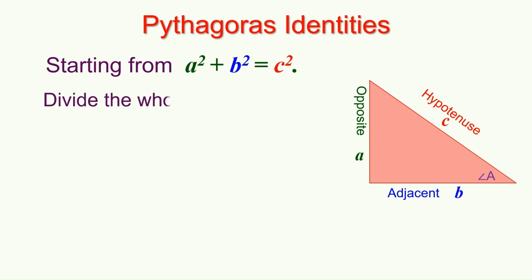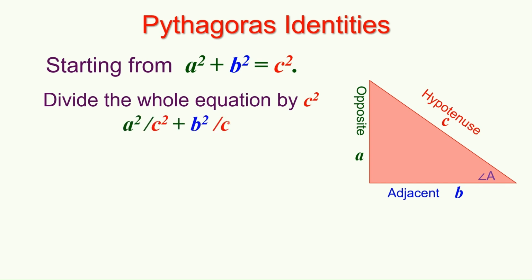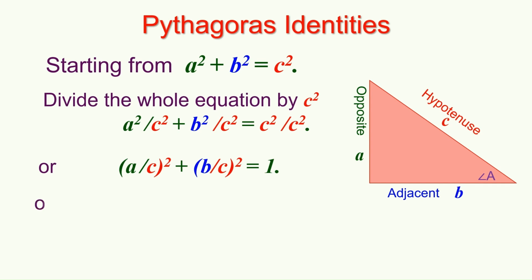Starting from Pythagoras' theorem, a squared plus b squared equals c squared, we show here three identities used often in trigonometry. First is sine A squared plus cos A squared equals 1.